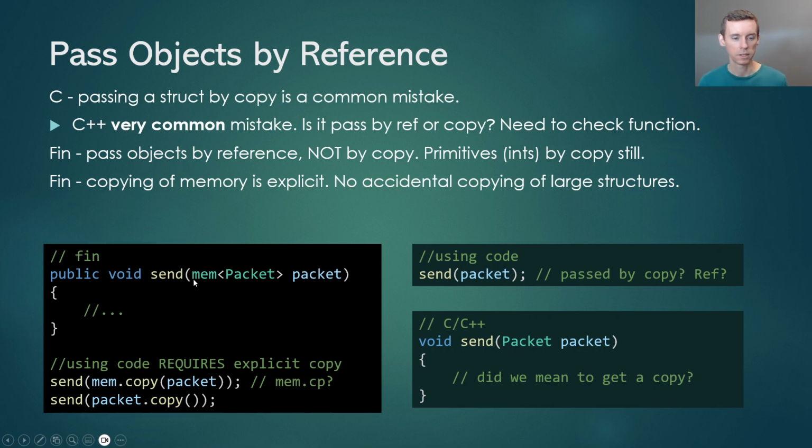So in your function declaration or definition, it's very clear: hey, I want some memory for a packet, give me a copy of this. But also the using code requires an explicit copy. So there's two different variations of this. We'll start with the first one here, which is you have to say mem.copy on the packet as you're passing it to the function. Maybe in the future, we could have some syntax that looks like this.